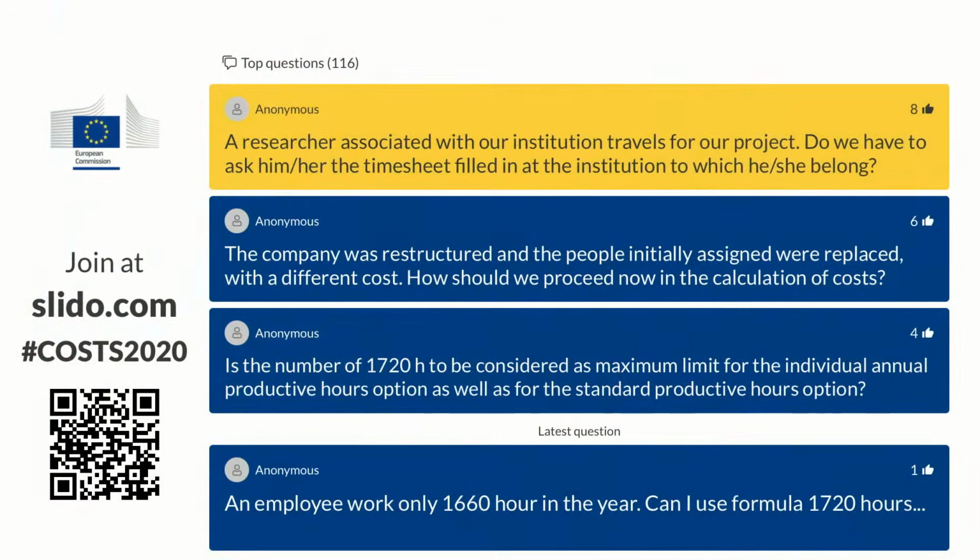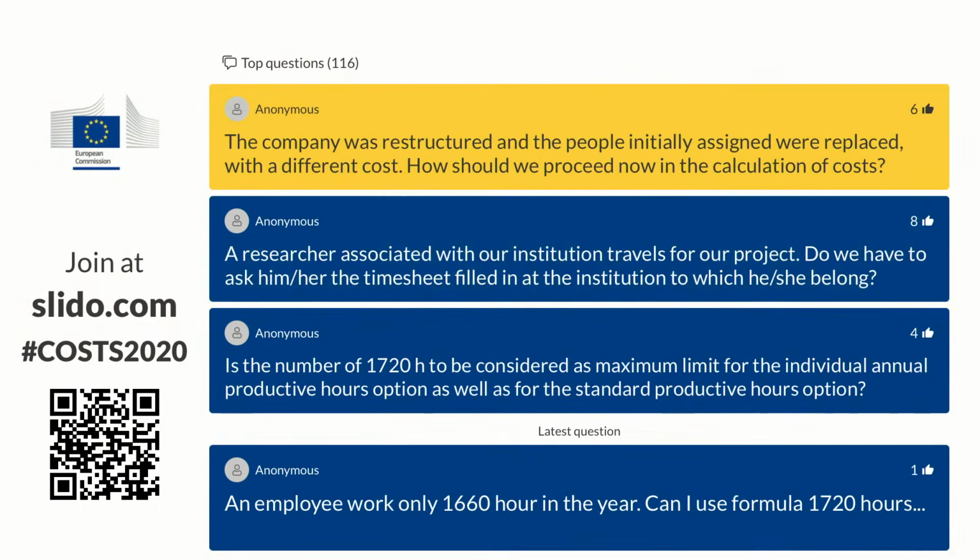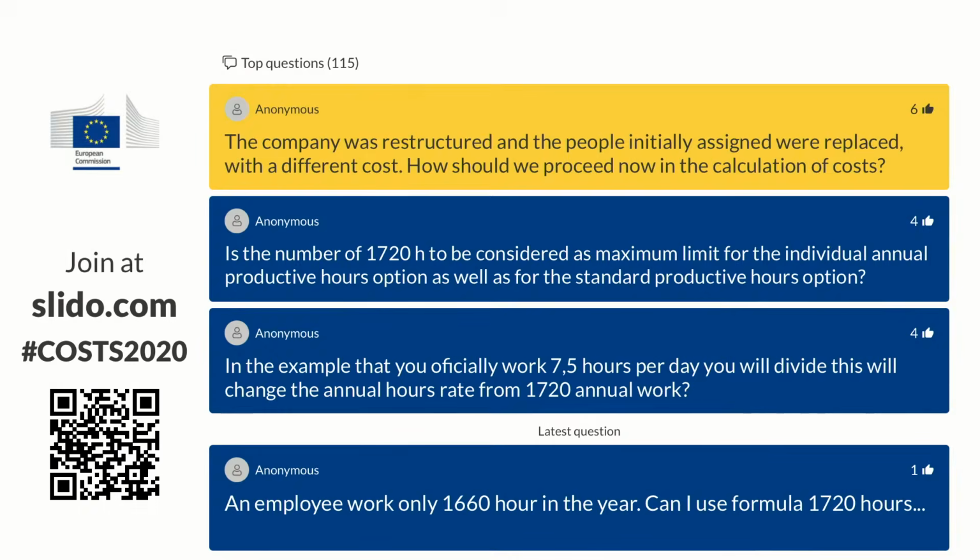Okay, thank you. Next question. The company was restructured and the people initially assigned were replaced with a different cost. How should we proceed now in the calculation of costs?